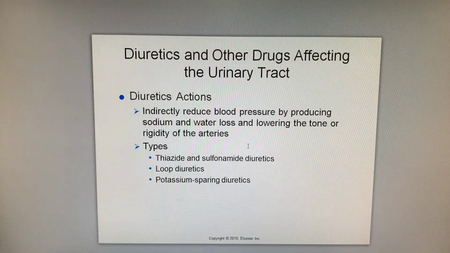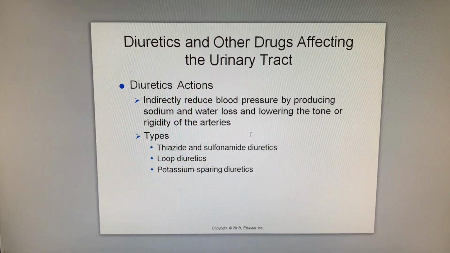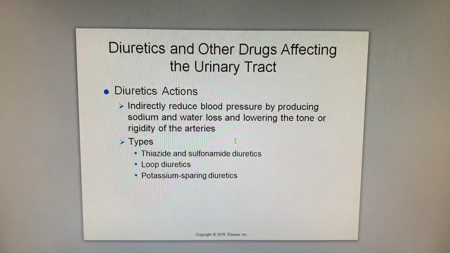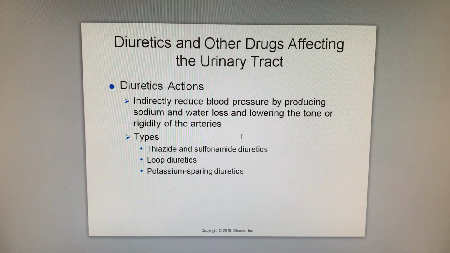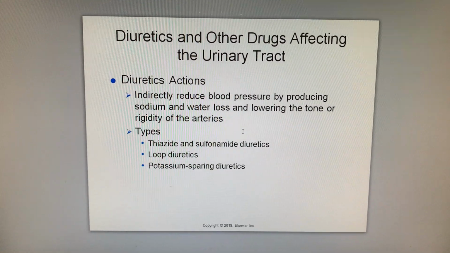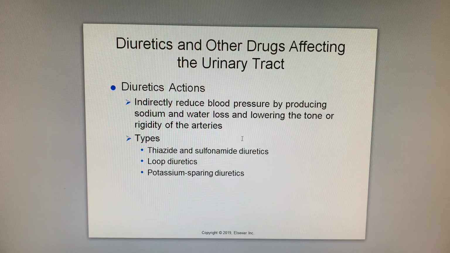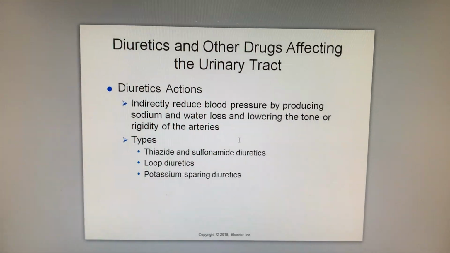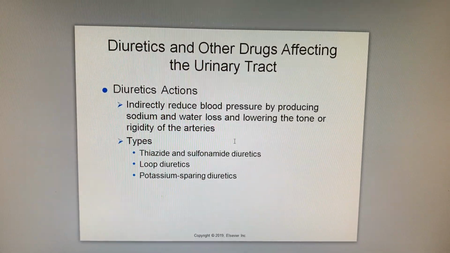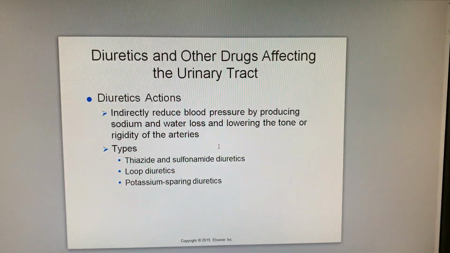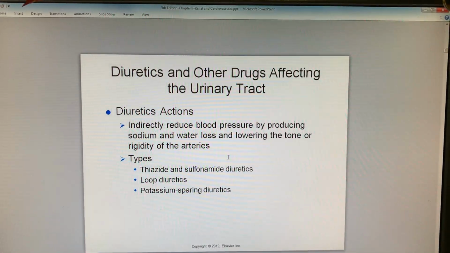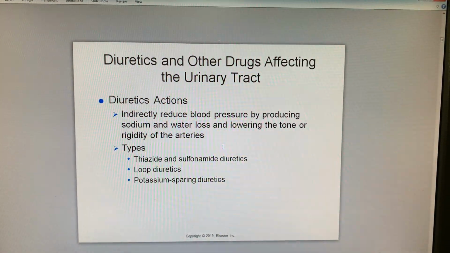So we know from what you've learned before that water always follows sodium or salt. So anywhere your sodium goes, your water is going to follow. So if you get rid of sodium, the water will follow, and not having as much fluid in the bloodstream sort of releases the pressure of all that fluid inside the arteries, and so that sort of leads to a reduction in blood pressure by not having as many fluids passing through the bloodstream.